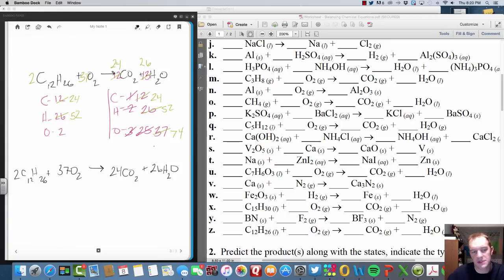The key with balancing a combustion reaction is to make sure that you first balance your carbon, then you balance your hydrogen, and you balance your oxygen last. Because if you can just add oxygen, you can figure out how to manipulate your coefficients in order to get exactly what you need.